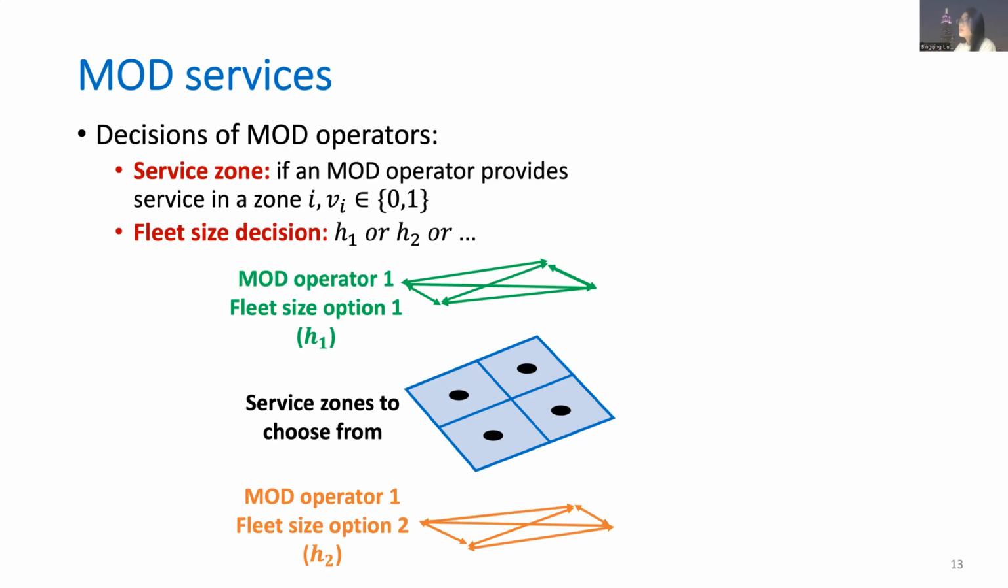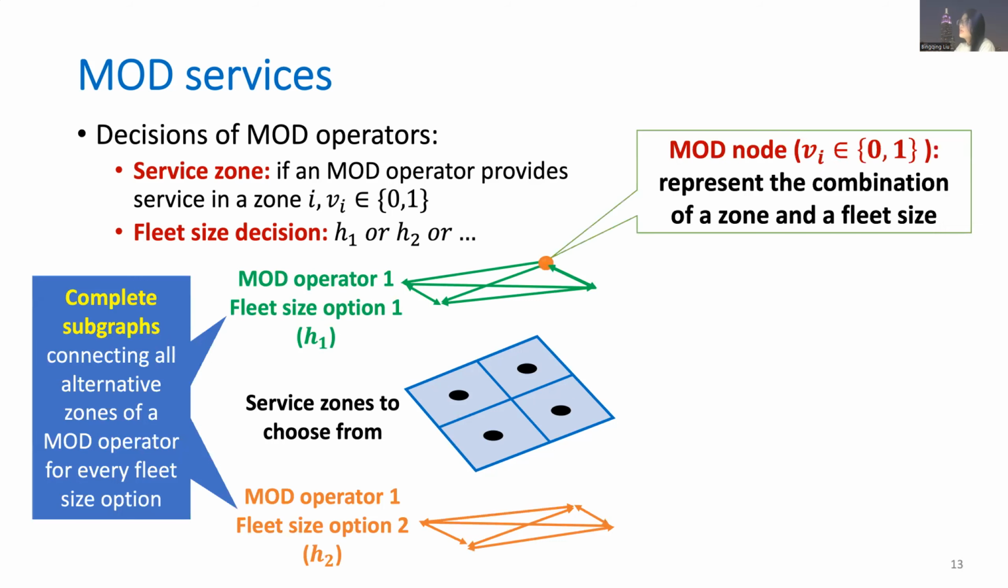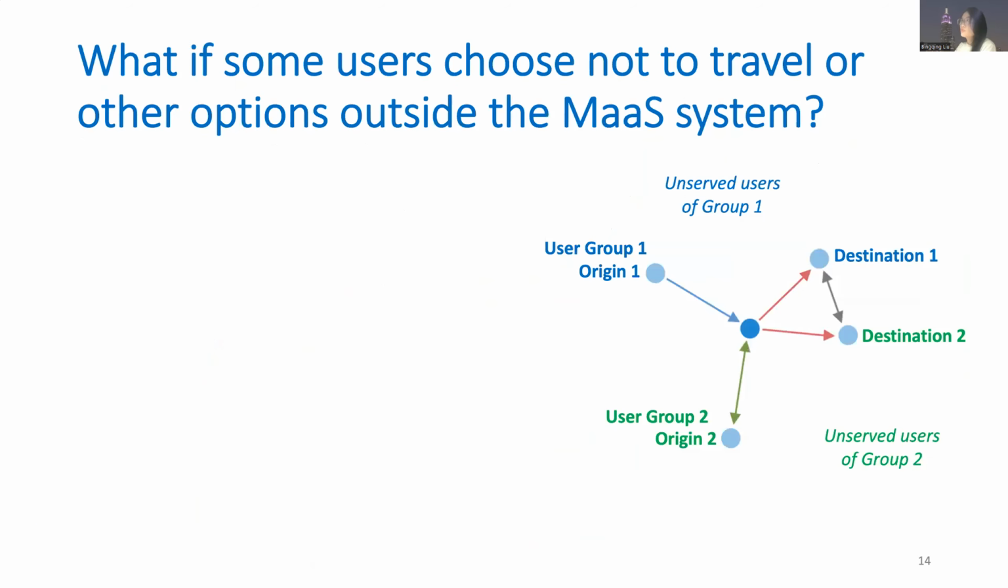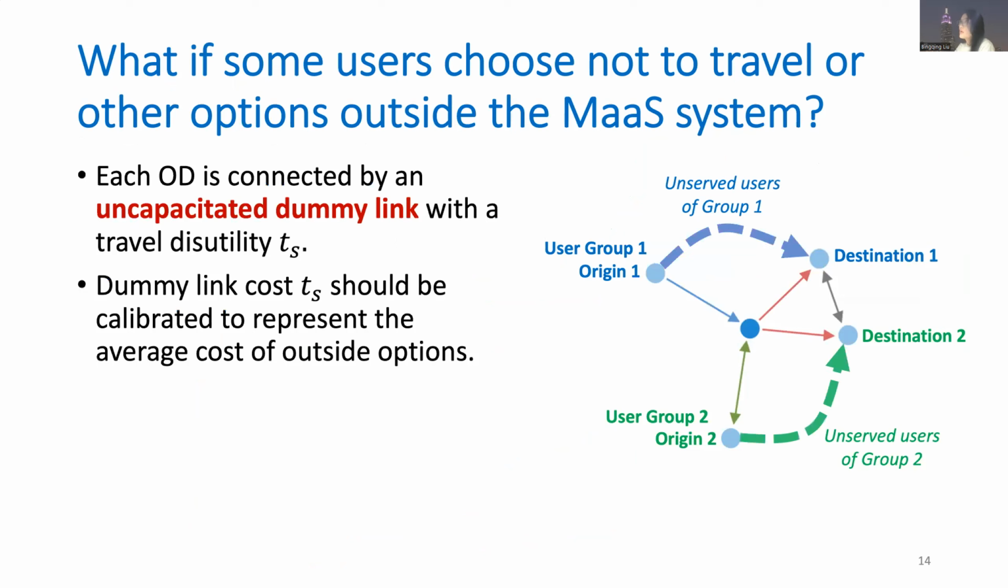And then we use different complete networks that connect these 4 zones to represent different fleet size options. Each node within these complete graphs represents a combination of whether a zone is covered and what fleet size is going to be provided, that combination of decisions. Okay, so then these subgraphs are connected with the walking and transit network with access links. And the cost of those access links represents the wait times. The wait times are a function of the flow on the link and the fleet size deployed within that region. We also provide an option for the users to opt out of our system, by connecting each OD pair with a dummy link with a pre-estimated average cost of the outside options.